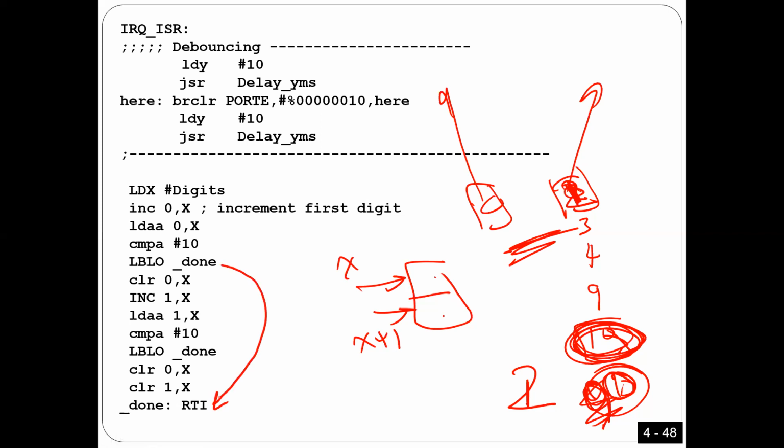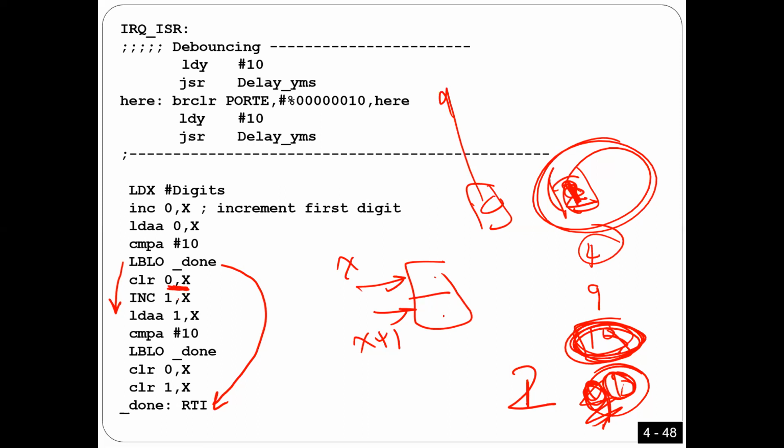So that's exactly what I'm going to do. I'm going to increment the first byte. If this byte is less than 10, I'm done. I'm going to leave. Now, what if it is 10? I'm going to come this way. If it is 10, I have to clear this one and I have to increment the other one, 1 comma x. So I have to increment the other byte.